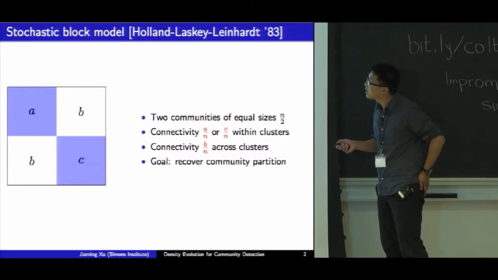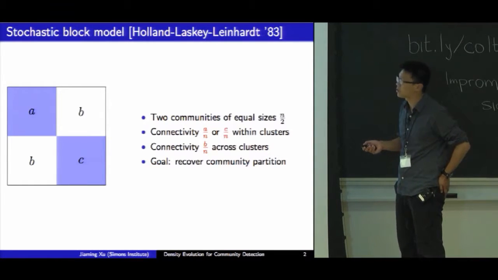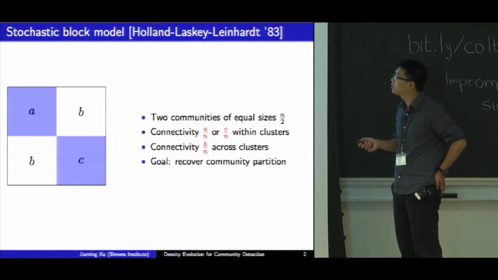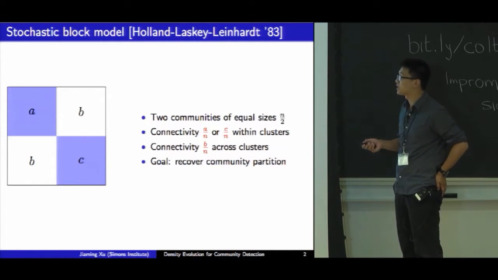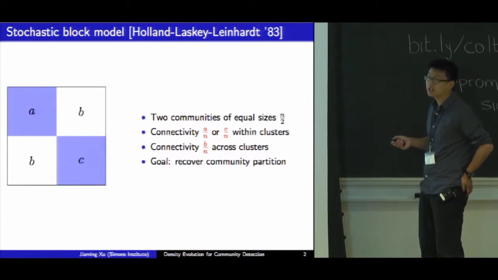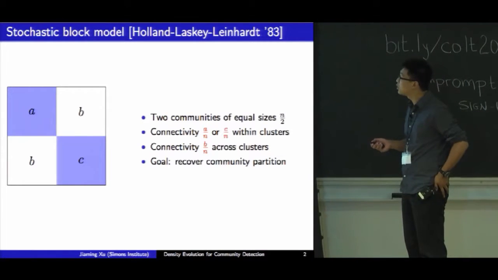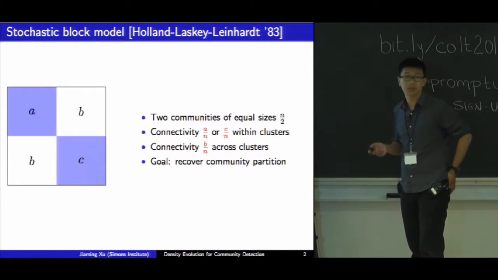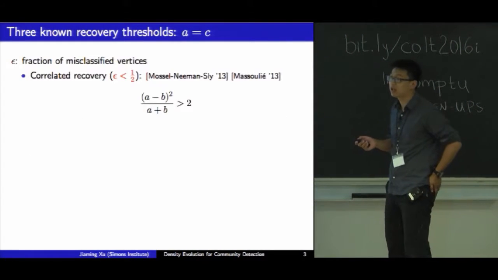Okay, so on the left-hand side, I show you a plot of the adjacency matrix. Since we have two communities, this corresponds to two diagonal blocks. And on the blocks, the entries are Bernoulli with parameter A over n, or C over n, or B over n. Okay? Then the problem is that given such a single realization of the graph or the adjacency matrix, the goal is to recover the underlying true community partition. And this has been mentioned in the previous two talks.